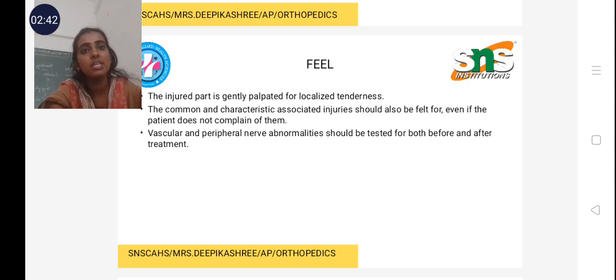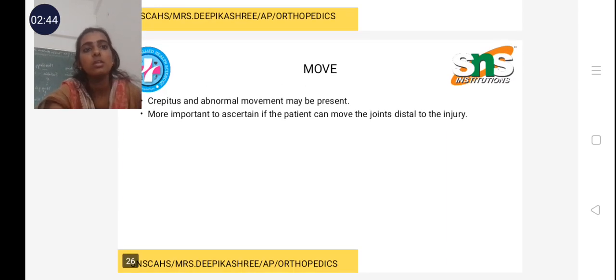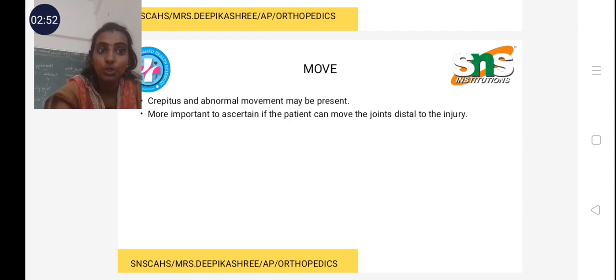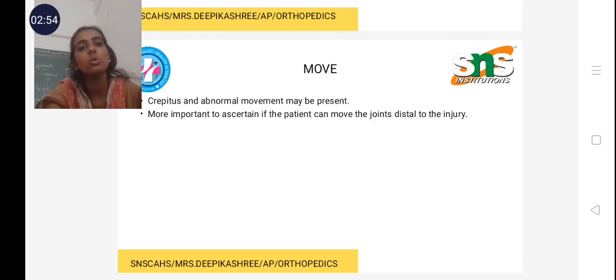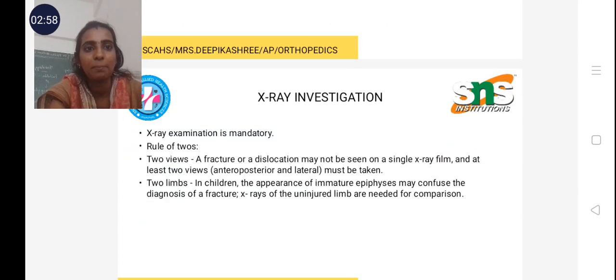So this is the main thing we have to look for. Another one is move. Crepitus and abnormal movement may be present. It is more important to ascertain whether the patient can move the joints distal to the injury. This look, feel, move is very important during the traumatic time.